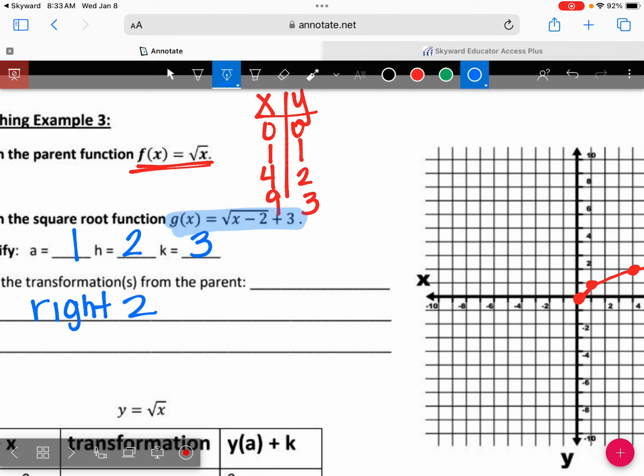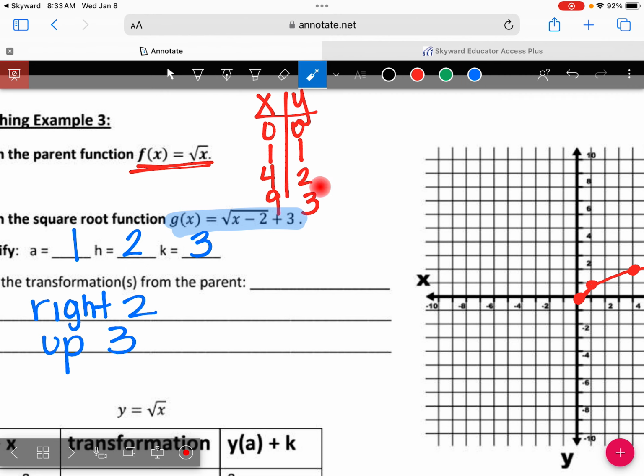And the 3, is that going to make it move left 3, right 3, up 3, or down 3? If K equals 3, what is that going to make the graph do? Up 3. All right, so this is how we make our new table.